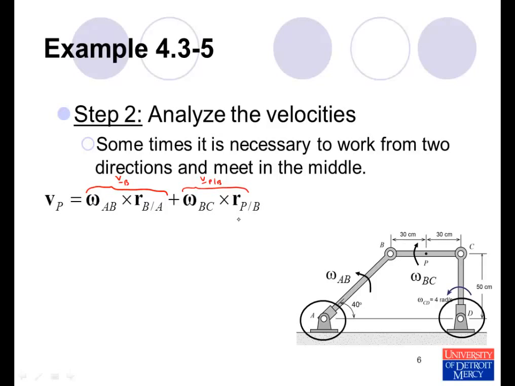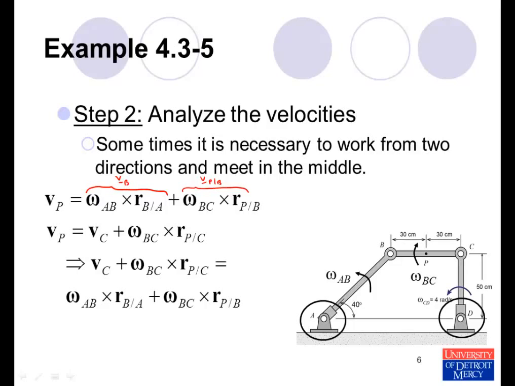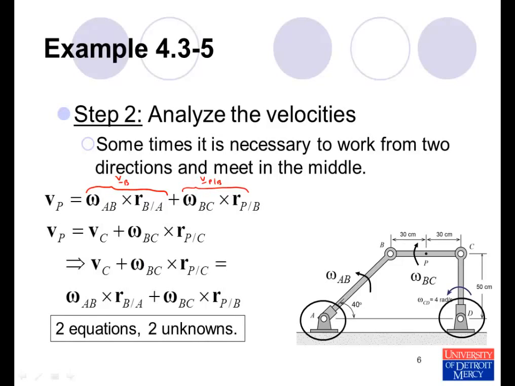So if we take this and use the relationship from the previous slide and set them equal to one another, we have two relations for VP. This is the relation starting from point A. This is the relation for VP starting from VD. We set them equal to each other, we have two equations and two unknowns. So we know VC, we know all the radii. The only thing we don't know are the two angular velocities.